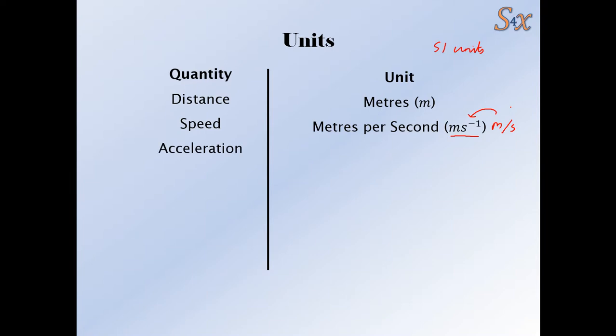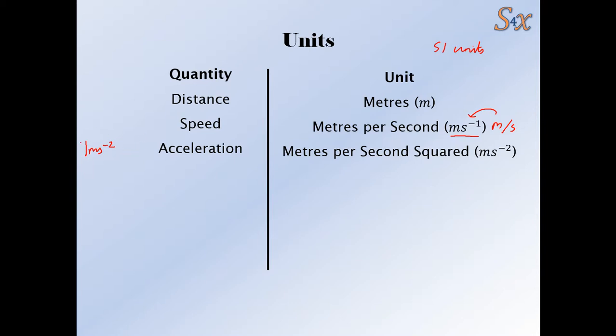Acceleration is a bit more of an interesting one, the unit of this. Acceleration is how fast your speed is changing. Speed is measured in meters per second, so acceleration is measured in meters per second squared. If I have an acceleration of 1 meter per second squared, that means I might start at 10 meters per second. After 1 second, I'm doing 11 meters per second. Another second, I'm doing 12 meters per second. Another second, I'm doing 13 meters per second. Okay, so I'm increasing my velocity at 1 meter per second every second.